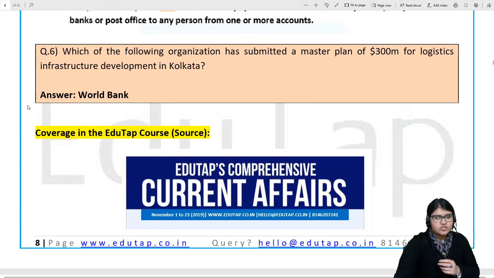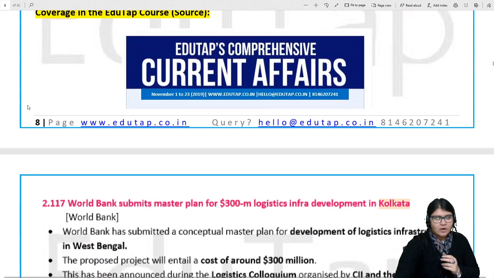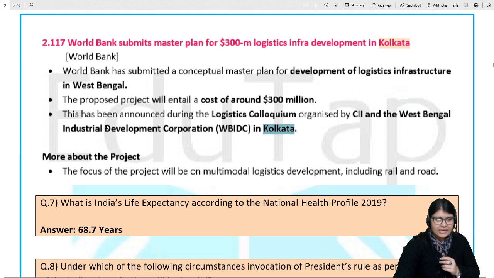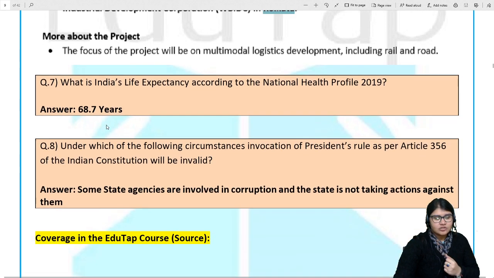Sixth question, which of the following organization has submitted a master plan of $300 million for logistics infrastructure development in Kolkata? So here again you can see we have covered this in November monthly current affairs magazine. Again you can see the title that World Bank submits master plan for $300 million logistics infra development in Kolkata. So again the title says it all.